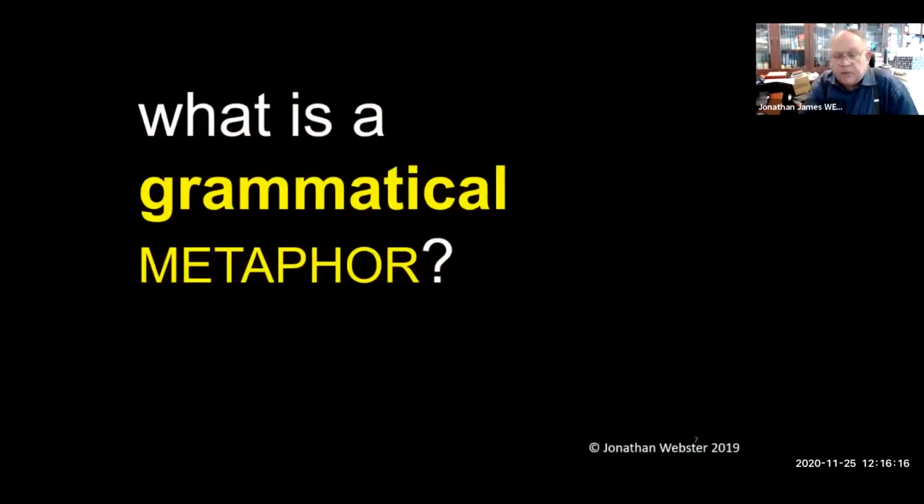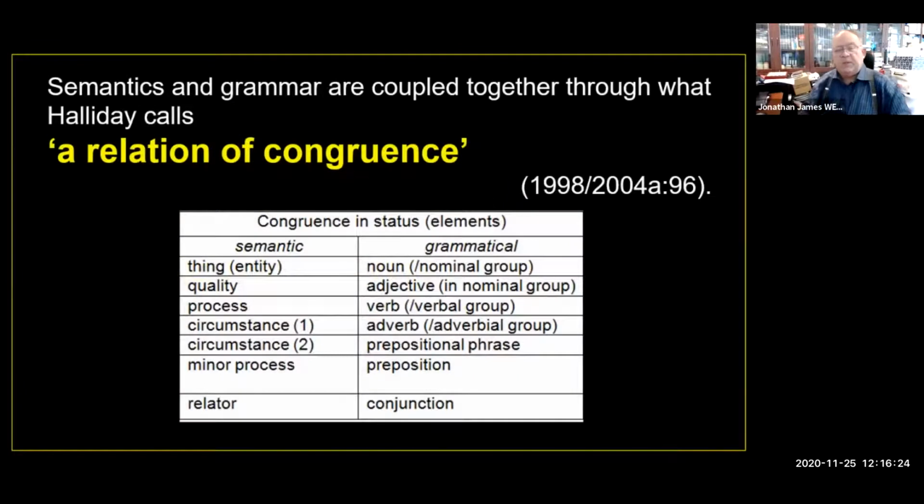Now, grammatical metaphor, as I was just mentioning, is an example of metaphor. The idea being that the way we see the world is through a default way, and that is what Halliday calls the relation of congruence. How you represent a thing is as a noun. How you represent a quality is as an adjective. A process is a verb, and so on. That's the way you grow up talking.